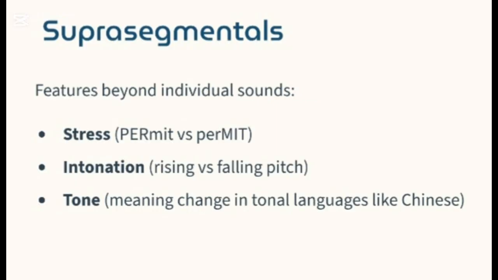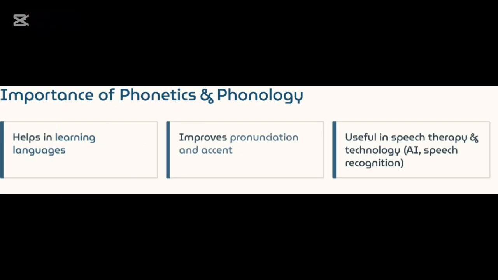Okay, let's zoom out a bit. Suprasegmentals are features that go beyond single sounds. For example, stress, where you put emphasis in a word. Say permit, like a noun, versus permit, like a verb. The stress changes the meaning. There's also intonation, like how your voice goes up or down when you ask a question or make a statement. And in some languages, like Chinese, tone can completely change a word's meaning. Pretty awesome, right?